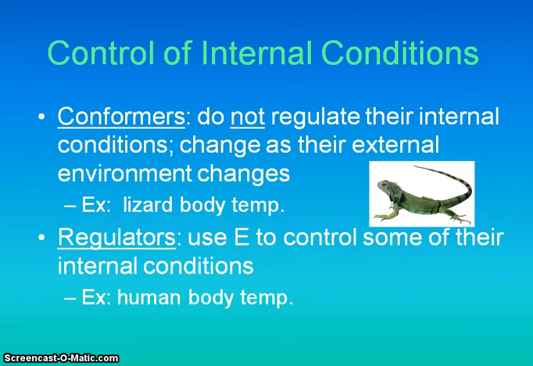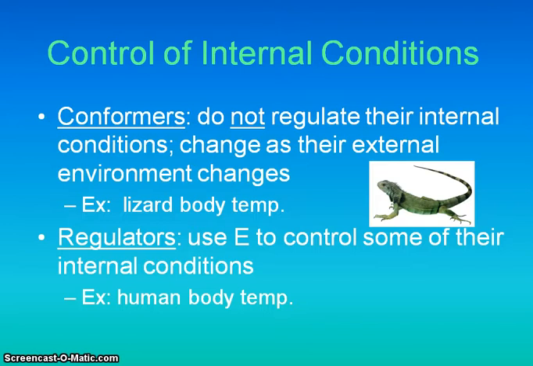Controlling some of these internal conditions is important for an organism, and an organism can then be classified as either a conformer or a regulator. A conformer would be an organism that does not regulate their internal conditions, so they change as their environment changes. For instance, lizard body temperature. The temperature outside gets warmer, the lizard's body is going to get warmer.